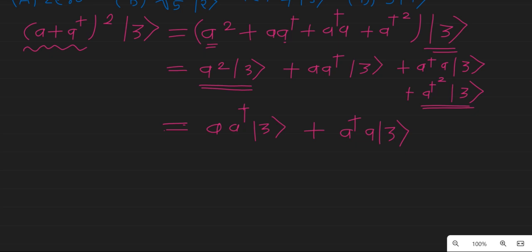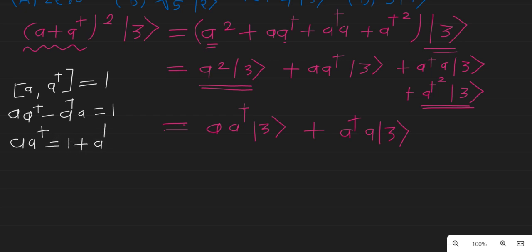Now we have to use a few formulas from the commutation relation. You know that the commutation relation is A A dagger minus A dagger A equal to 1. So I put here A A dagger is equal to 1 plus A dagger A. So I put this value here.